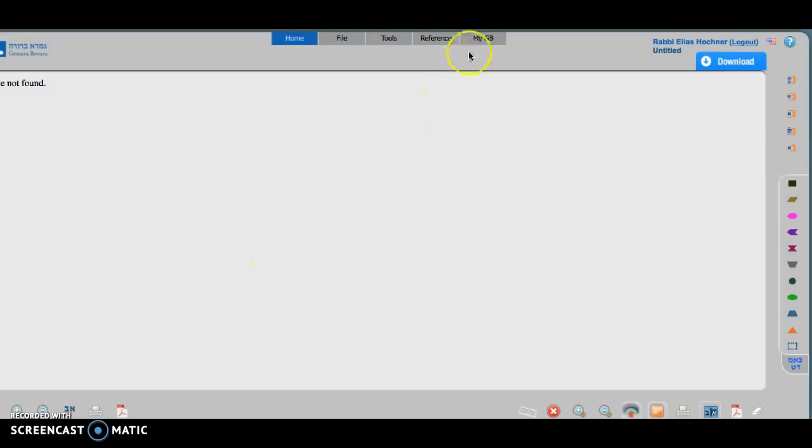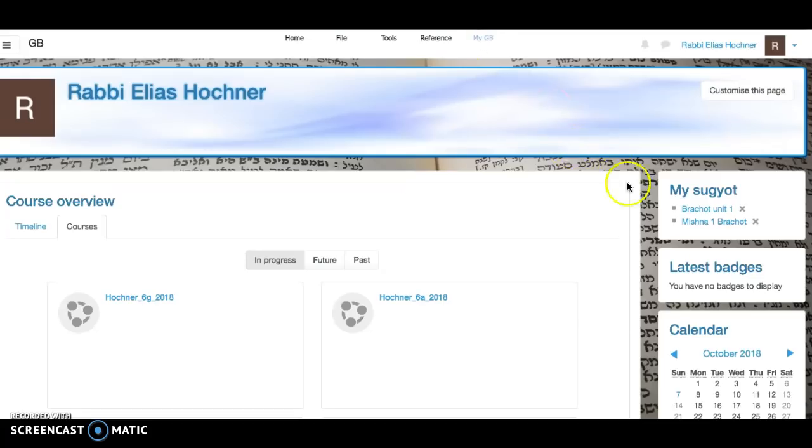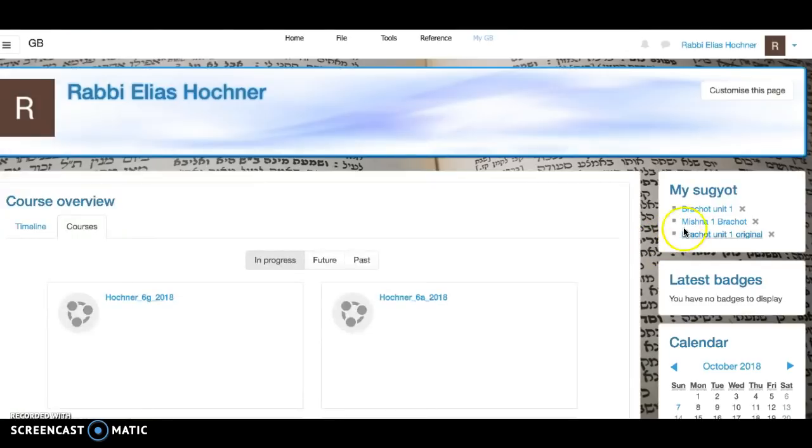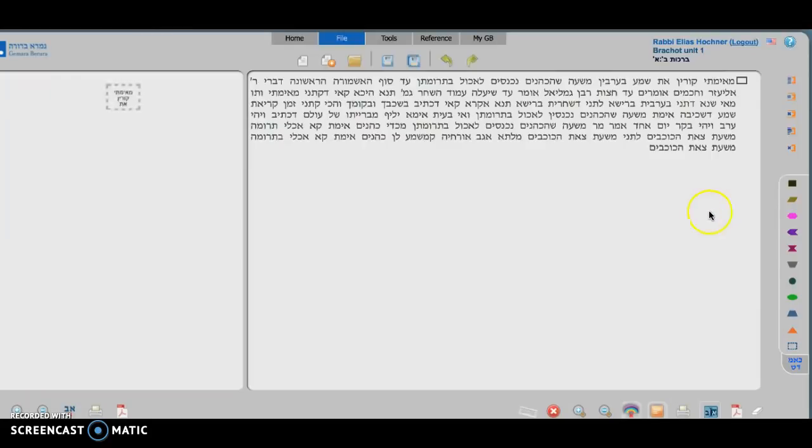You will then go to My GB, my Gemara Berura. And under My Sugyot, you will find materials that I send you. The one we're using is Mishnah Brachot, unit number 1. And I have shared with you the text of the Mishnah, the portion that we're studying, and also pieces of the Gemara that comments on this Mishnah.